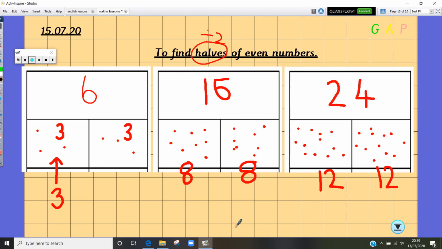So if you head over to the school website now, you will find that there are some activities for you to do to help the bees and help the ladybirds find half of their spots and half of their hives. Have fun and send me through the work you've been doing.